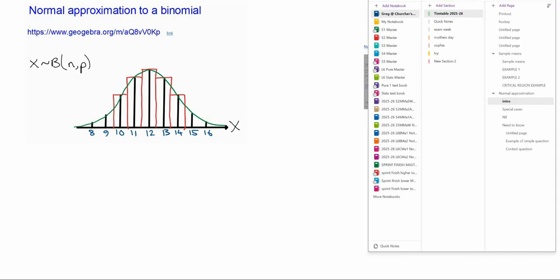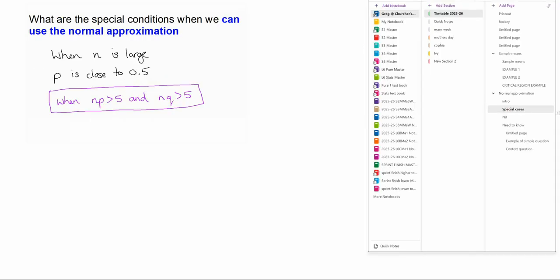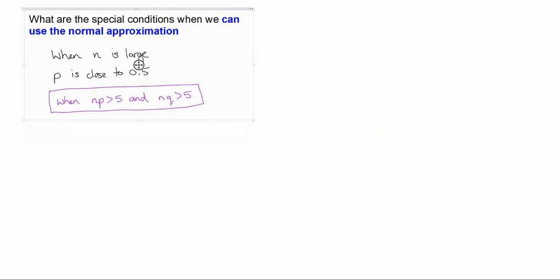New slide. Here we go. Now, the course, they want you to learn this bit here. This happens so you can use what's called a normal approximation, so we can use the normal curve to represent something that's binomial when n is large, p is close to 0.5.